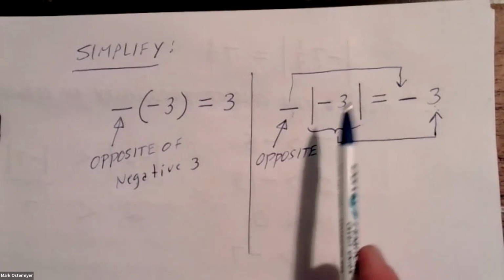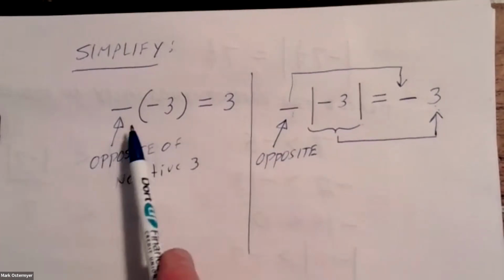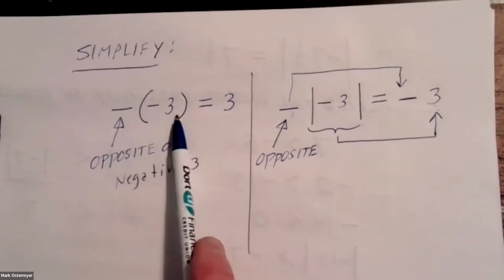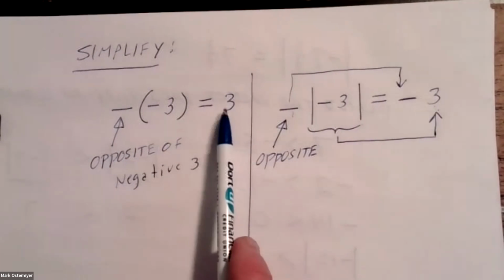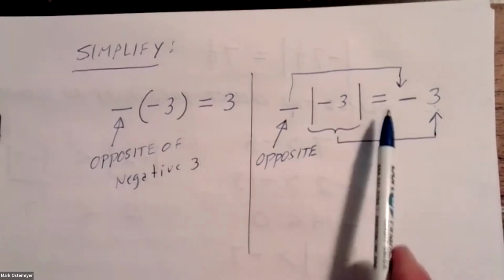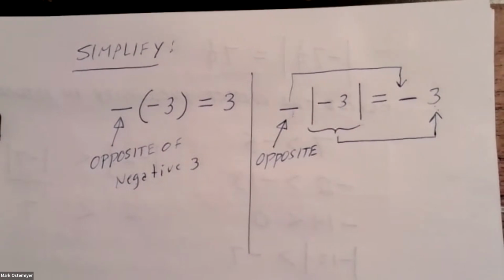So there is a big difference between absolute value symbols and parentheses here. Notice this simplified to 3. This simplified to -3. So be a little bit careful with your absolute value versus your parentheses. We understand the difference there?